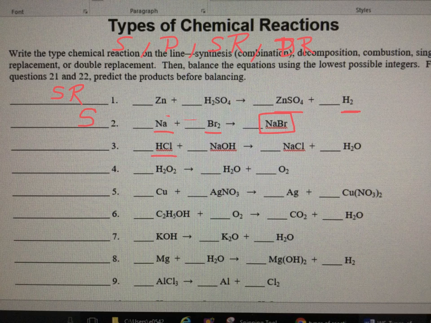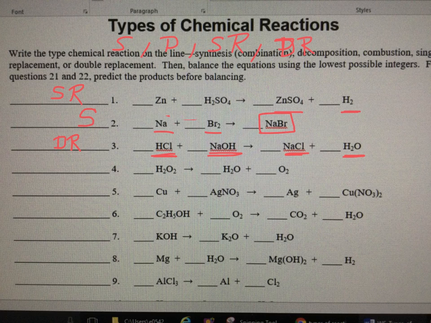Okay, here you have hydrogen and chlorine, that's a compound. You have sodium hydroxide, that's a compound. Sodium goes with chlorine, and hydrogen goes with the OH, which is water. HOH becomes water. Since they switch elements or compounds, it is a double replacement reaction.